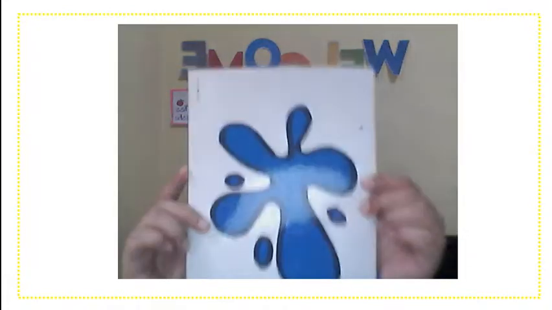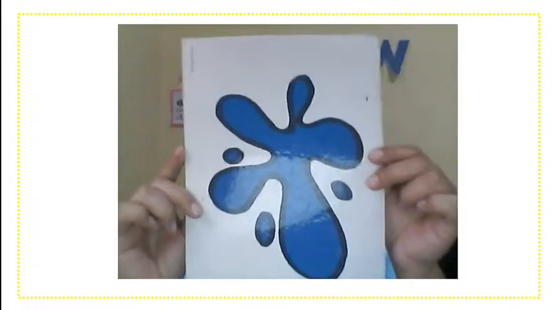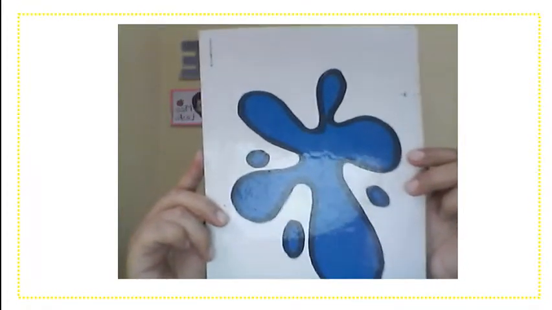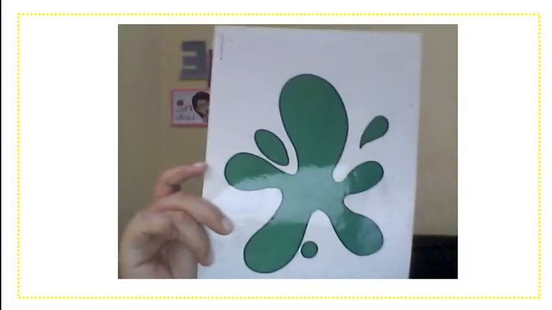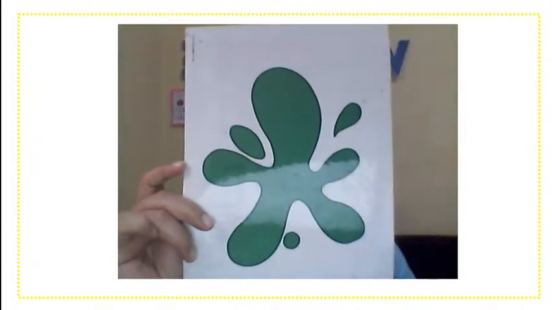Excellent class. Remember the color. What color is it? This is the color blue. Very good. Repeat after me. Blue. Excellent. Color blue. Very good. And remember my color. What color is it? It's the color green. Very good. This is the color green. Repeat after me. Green. One more time. Green.